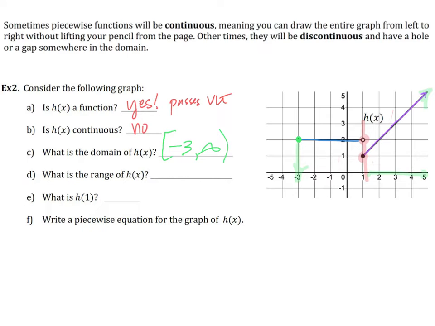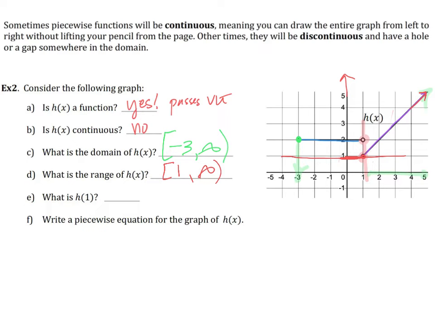What is the range? Well, the range goes from the least y value to the highest y value. The least y value is here at 1. It is a closed circle, so we're including 1. Because this purple graph goes up forever, then the range is not bounded. It goes on to infinity, so it goes to infinity exclusive.